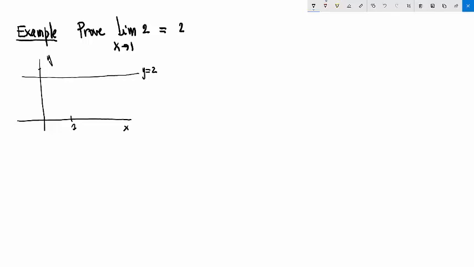So we start here, and then you pick some open set, some epsilon neighborhood, 2 minus epsilon, 2 plus epsilon, around 2. Notice that no matter what neighborhood I pick around 1, if I'm inside this neighborhood and I compute f of x, I get exactly 2. And the distance between 2 and 2 is 0.